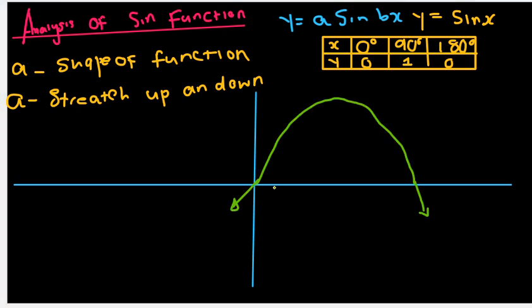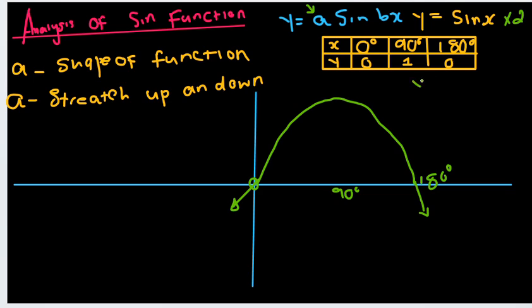So here is my graph, and here we have 0, and here we have 90 degrees, and here we have 180 degrees. So here is the thing that we want to check: we want to put in what we call a stretch on the graph. So now let us say our graph is multiplied by 2.